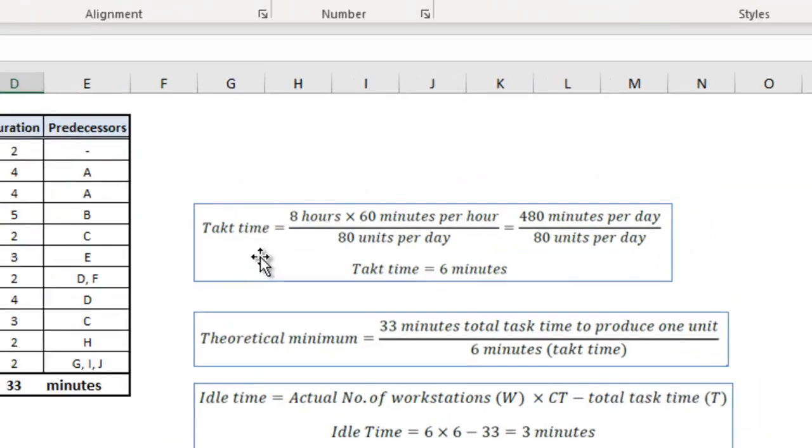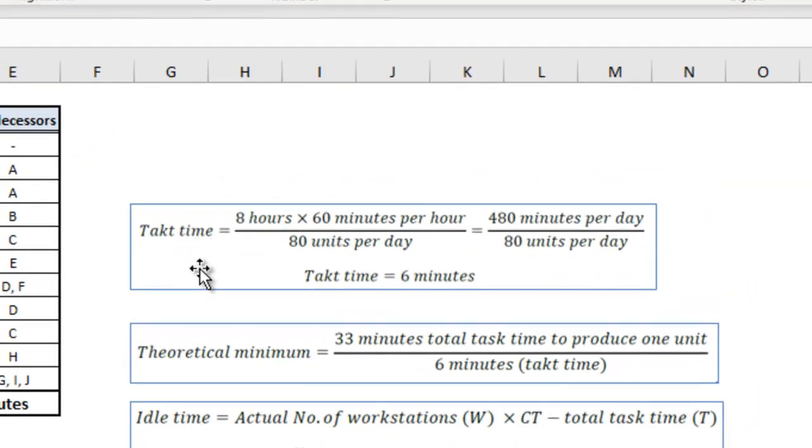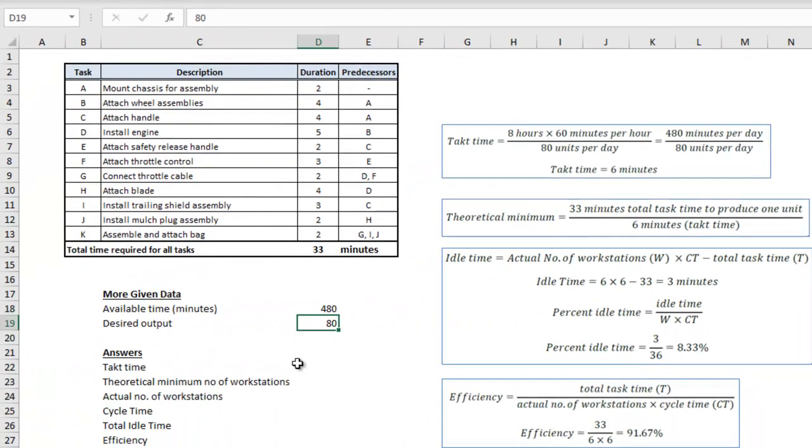And so as we see up here in the formula, we take the total work time available, 480, divided by 80, and that'll give us a takt time of 6 minutes. I'm just going to input that formula right here into Excel: total available time divided by the desired output, and a takt time of 6.